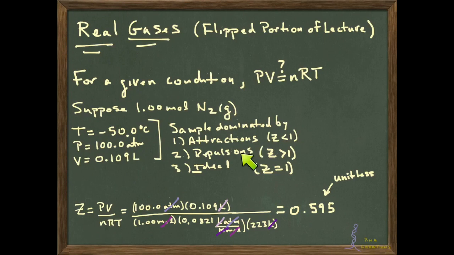So we plug in the values for P, V, n, R, and T, and cancel units. I've done it here in a color-coded way. And we come up with the answer that Z is equal to 0.595, or approximately 0.6. We can see that this sample is clearly dominated, in this case, by attractions.